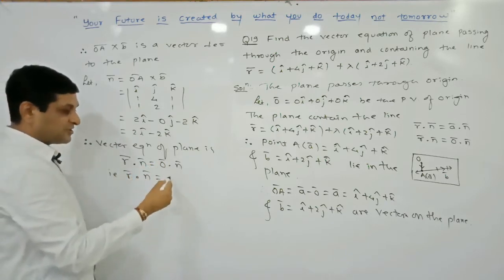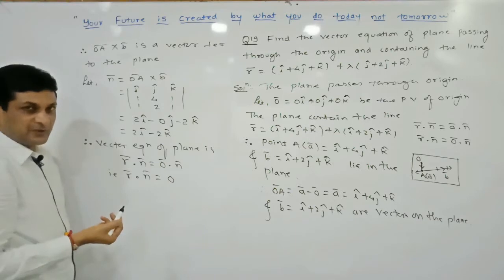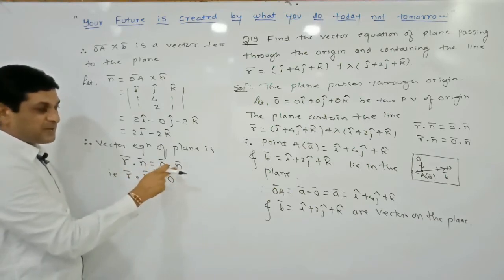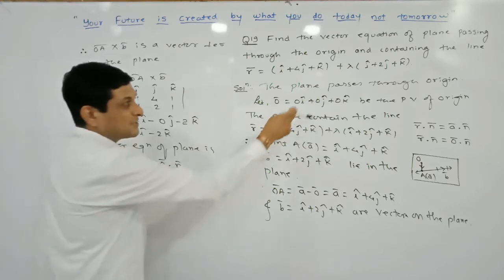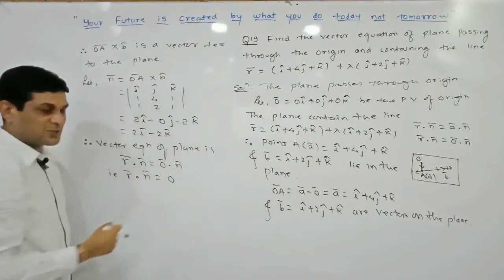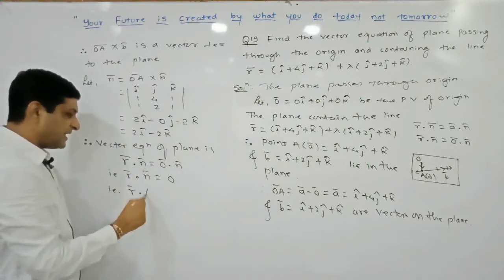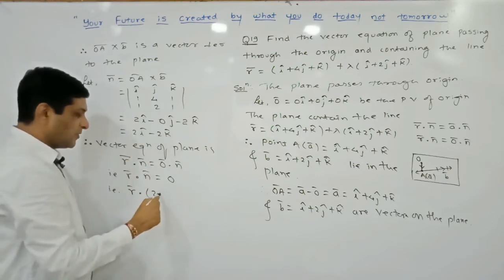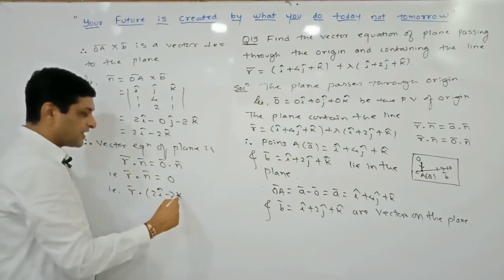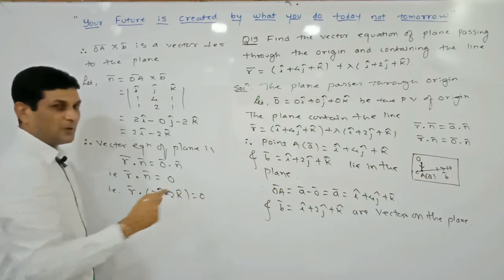That's why this dot product will be equal to 0, because we are taking the dot product of n bar with O bar, and O bar is nothing but the zero vector. So that's why this dot product is equal to 0. So that is r bar dot, replace n bar by its value, 2i cap minus 2k cap. On this side keep 0 as it is.